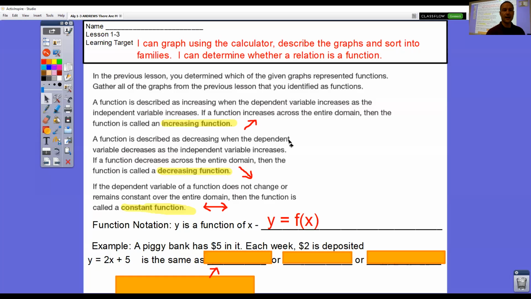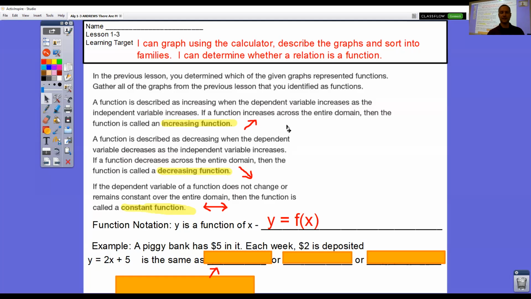This is a 2-day lesson on 1-3 for algebra. We're getting to know how to use the calculator a little bit more today. I can use the calculator, describe the graphs, and sort them into families. I can determine whether a relation is a function or not.